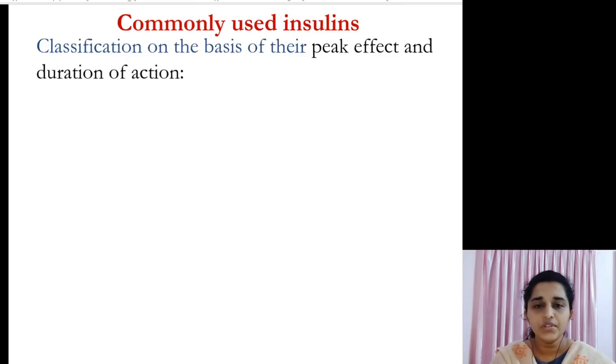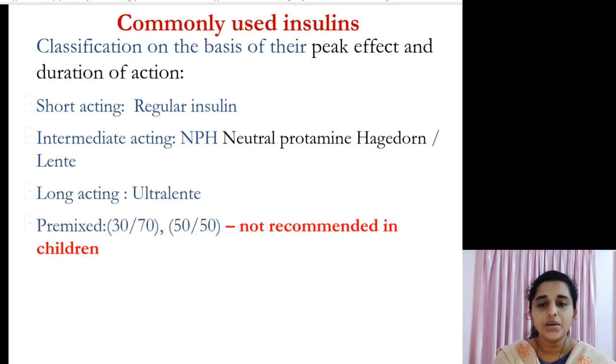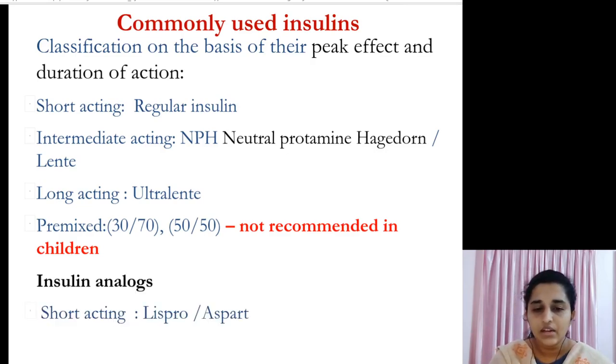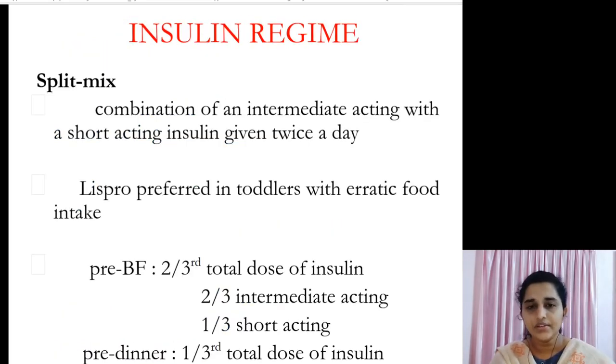The commonly used insulins: short-acting, regular insulin; intermediate-acting, NPH or neutral protamine Hagedorn, and Lente; long-acting, Ultralente; and premixed. Okay, and that is not recommended in children. So we have short-acting, intermediate-acting and long-acting insulin. Insulin analogs: short-acting, Lispro, which we all know about, and long-acting, Glargine. So Lispro and Glargine.